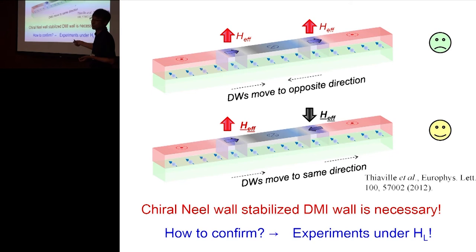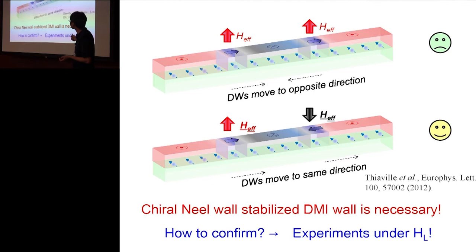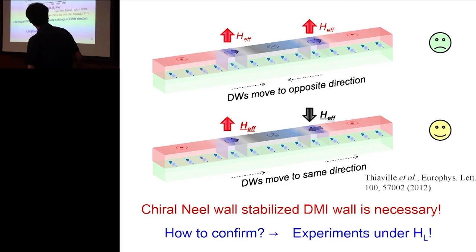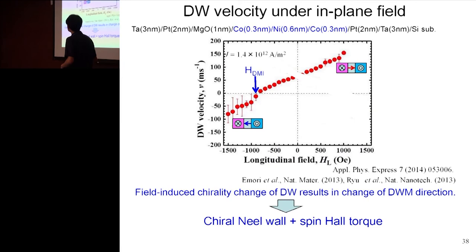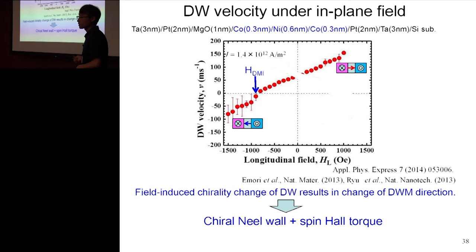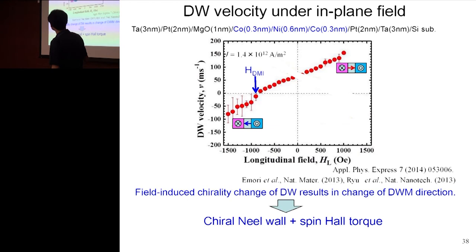You break the chirality. Then you have the reverse direction of motion in this domain wall. So this is the result for such kind of experiment. Here I plot the domain wall velocity as a function of parallel external field. This parallel field stabilizes this magnetic moment, leading to the higher domain wall velocity. However, if you reverse the external field, then you see the reduction in domain wall velocity, and finally you have negative domain wall velocity.